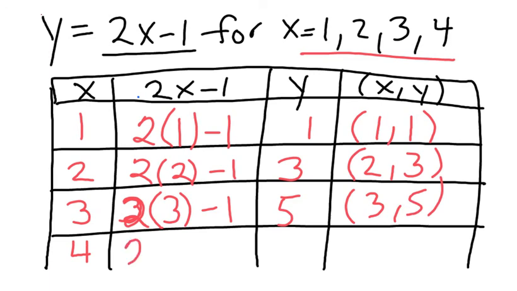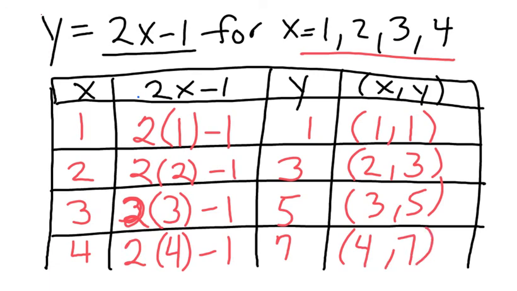Next line, 2 times 4 minus 1. Well, 2 times 4 is 8. Minus 1 is 7. So 4, 7. And now you're all done. You filled out the chart. You got all the parts. You found the ordered pairs. You just made an input-output table or a table of solutions.